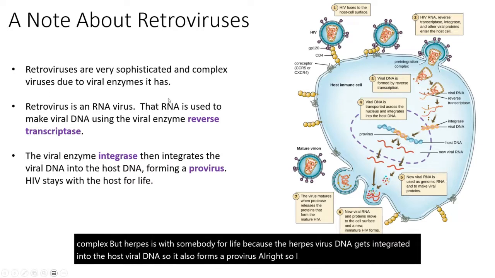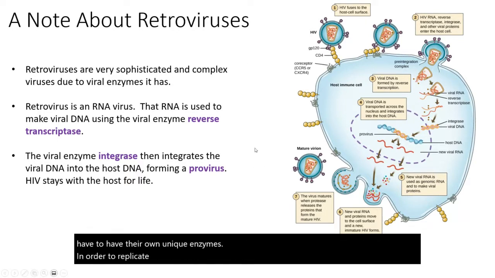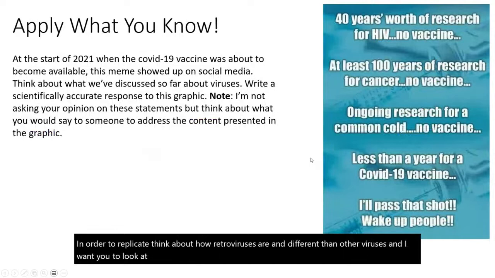All right, so I want you to take what we've just talked about, animal virus replication, about how RNA viruses are special because they have to have their own unique enzymes in order to replicate. Think about how retroviruses are complex and different than other viruses. And I want you to look at this meme.